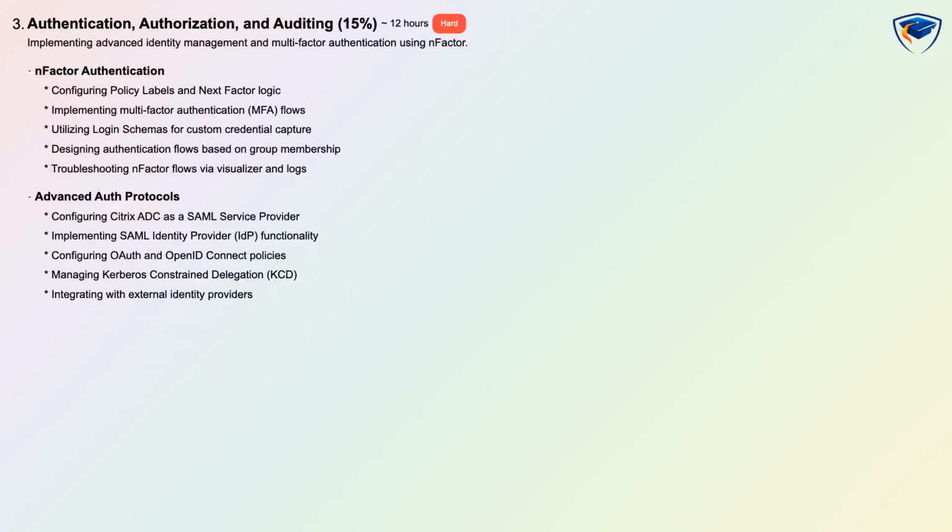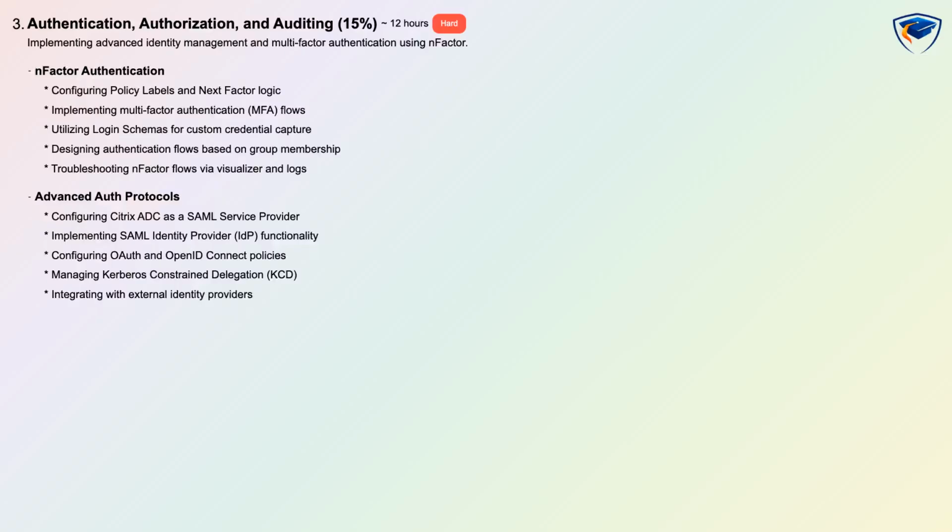Authentication, authorization, and auditing is 15%, hard, and requires around 12 hours of scenario-based study. Focus on N-factor authentication to build multi-factor flows using policy labels, next factor logic, and custom login schemas, and design flows based on group membership. Learn to troubleshoot N-factor flows with visualizer and logs and implement advanced protocols such as SAML, OAuth, and OpenID Connect.